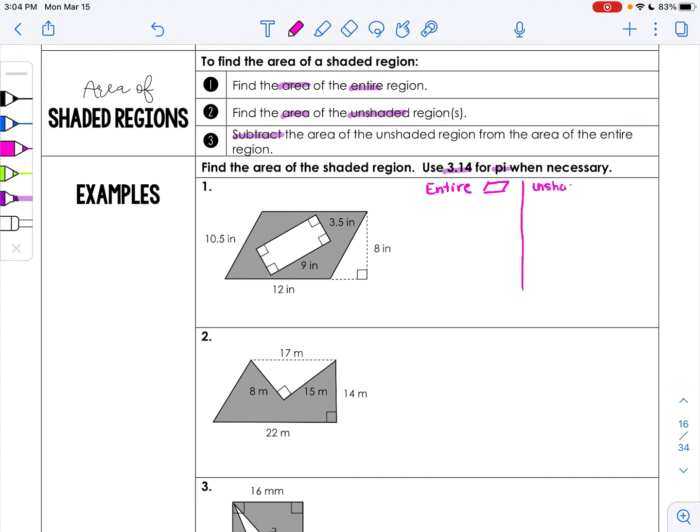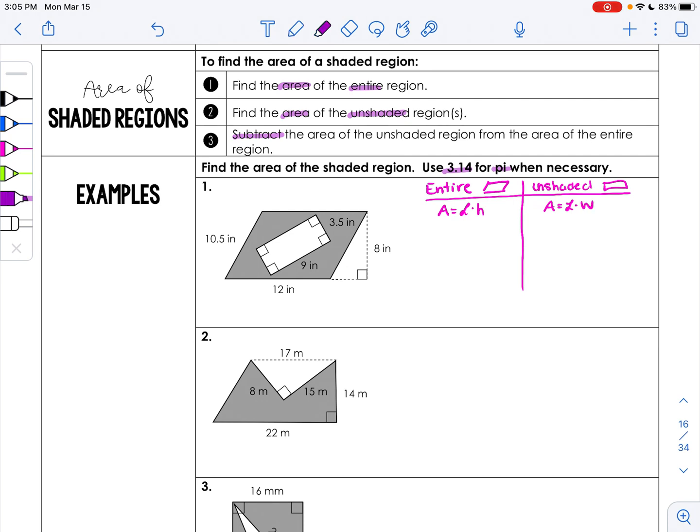So an unshaded rectangle. So it's always the entire shape and then the unshaded shape. It just depends on what those shapes are. Now the entire shape is a parallelogram, and we know to find the area of a parallelogram, it is length times height. And then for our rectangle, area is length times width.